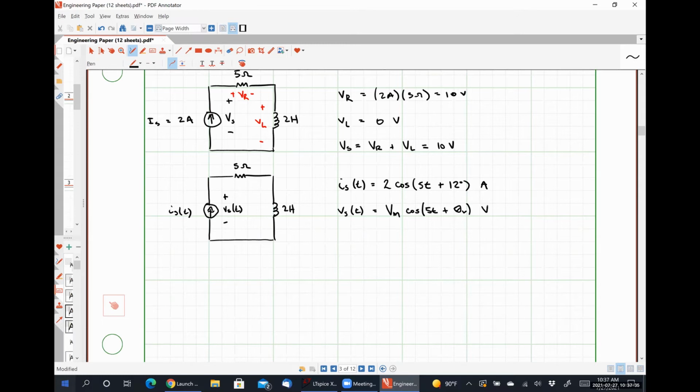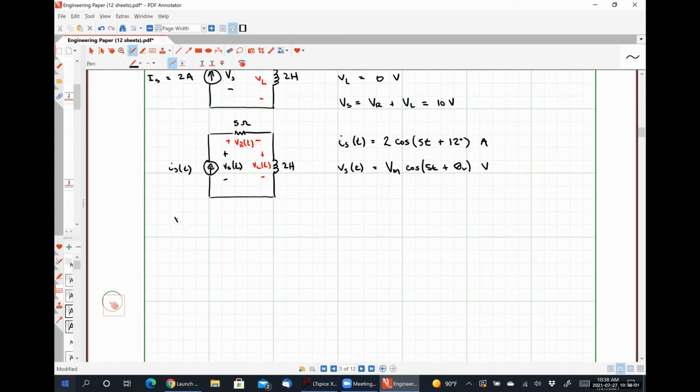All right, so if we wanted to analyze this circuit, we could go about it in pretty much the exact same way. I could say that now there's going to be some voltage drop VR of t across my resistor and some voltage drop VL of t across my inductor, where I know that VS of t will be equal to VR of t plus VL of t.